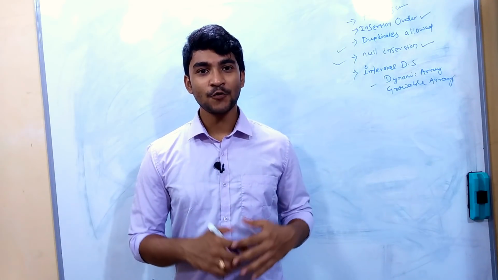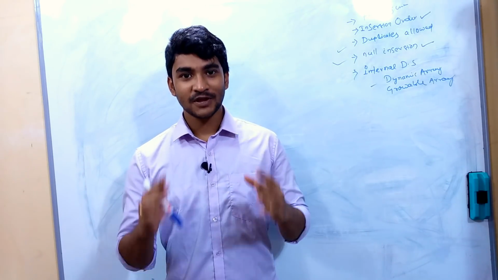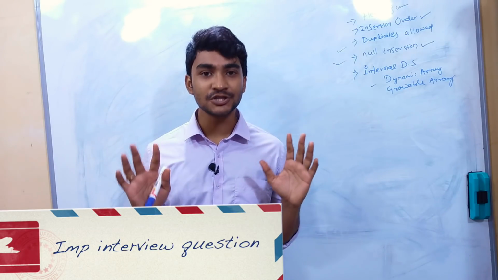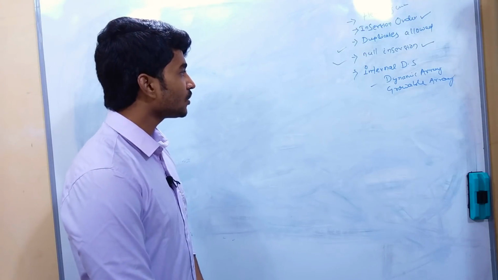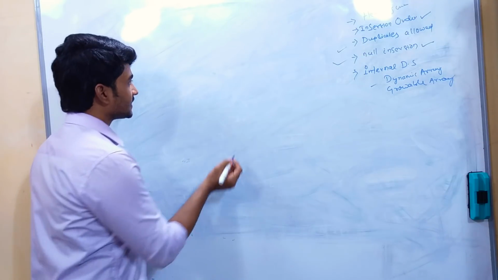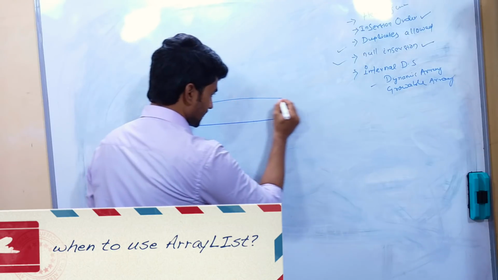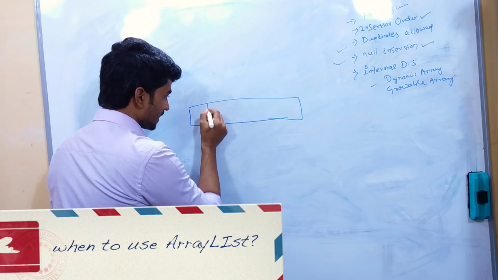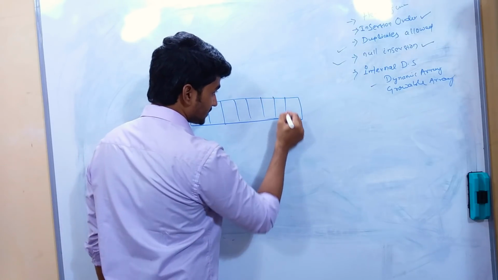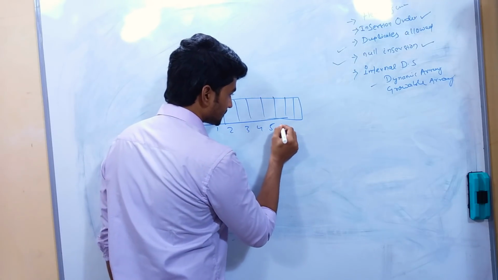All right guys, so as of now we have understood a lot about ArrayList. We understood what ArrayList does, and we understand all the features of ArrayList. Right now we are going to learn when we are going to use ArrayList. So now let's say I have an ArrayList object, and let's say there are 10 elements here, 1 2 3 4 5 6 7 8 9 and 10, with indexes 0 1 2 3 4 5 6 7 8 9.